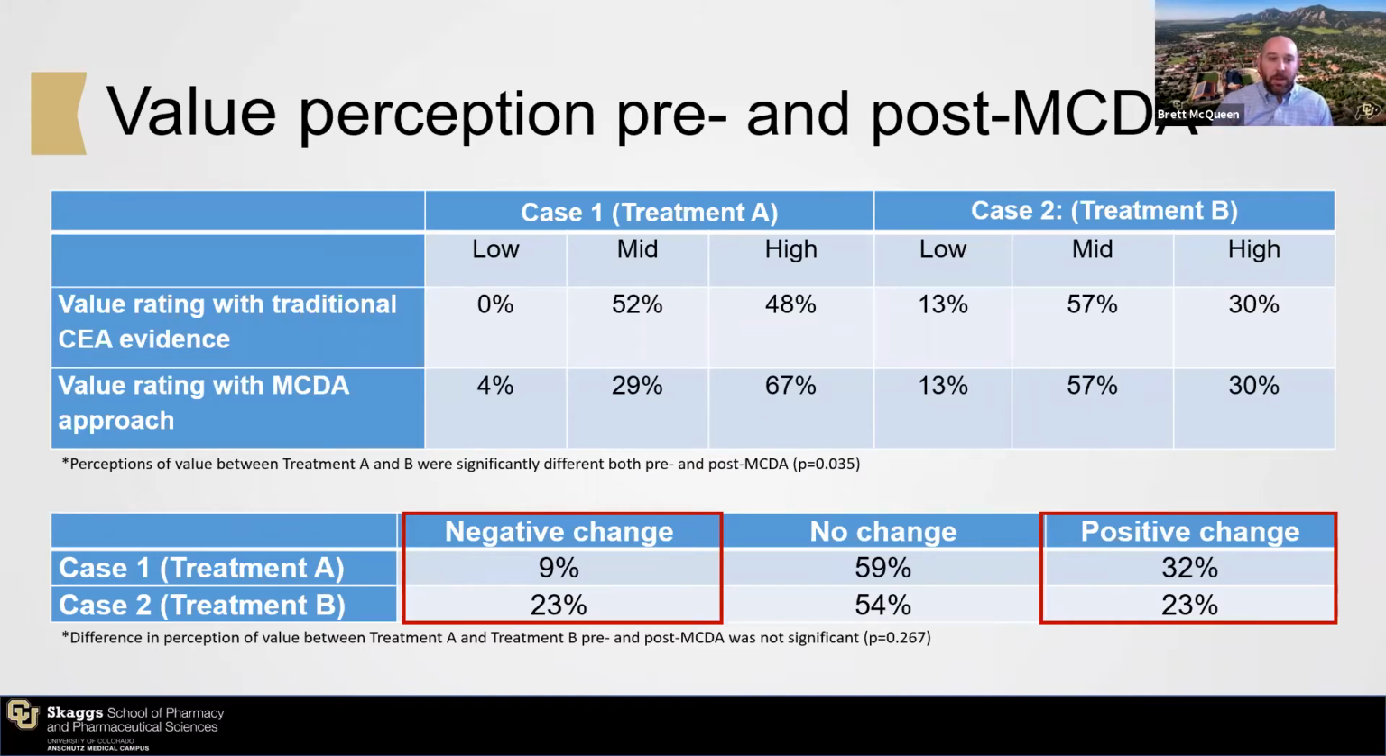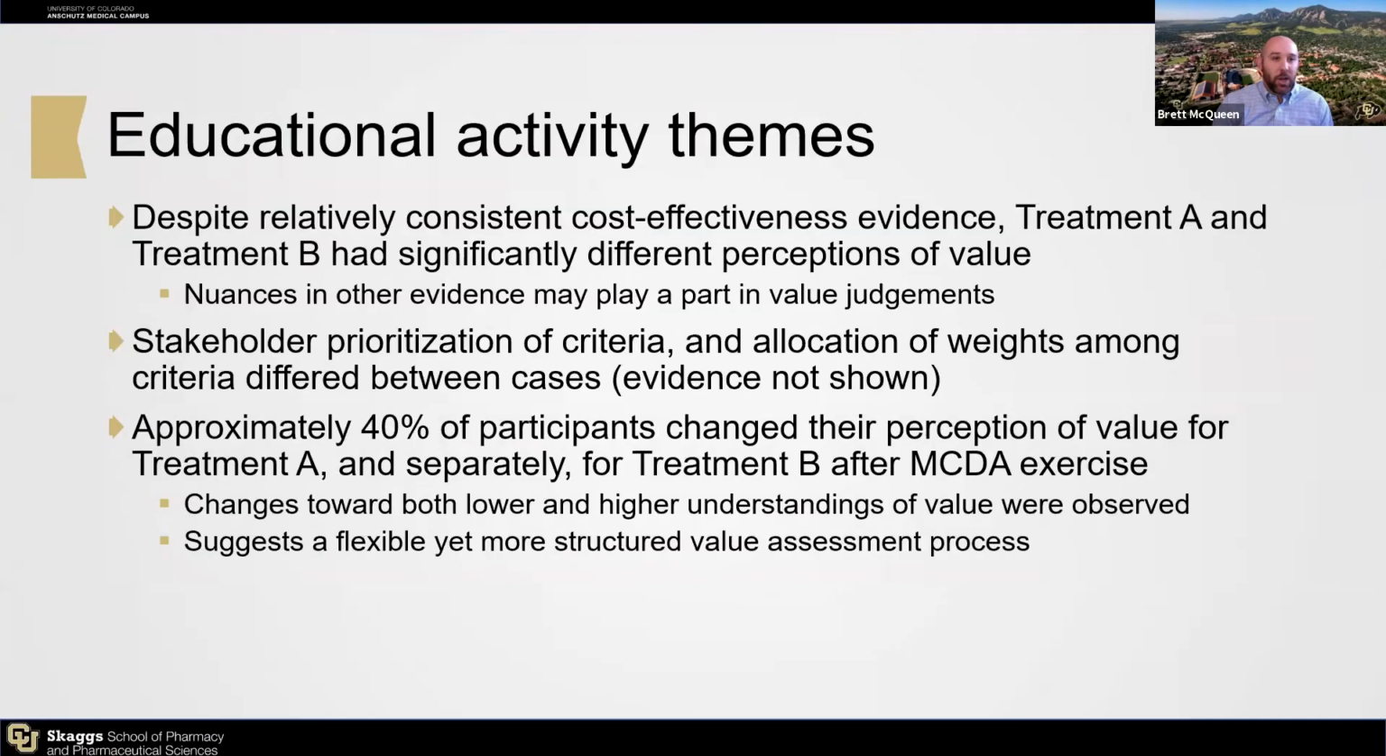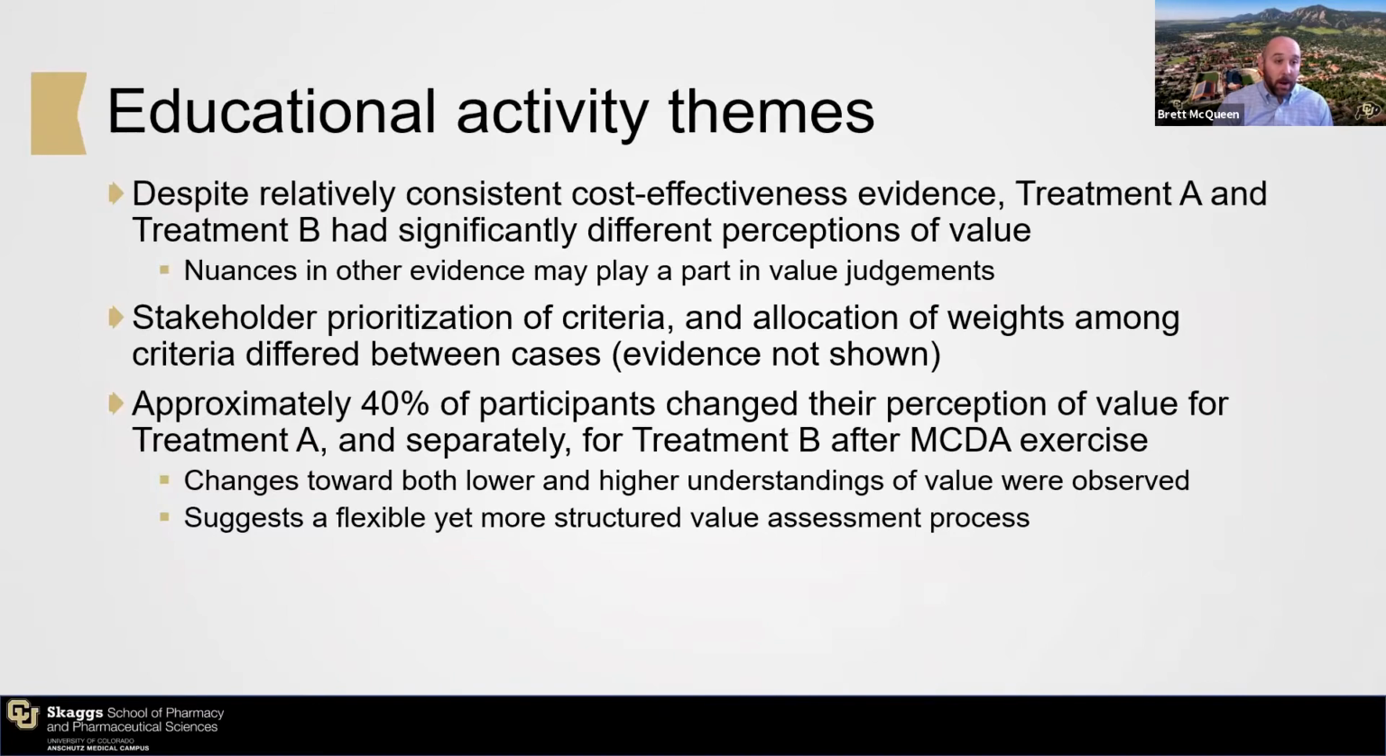So some of the implications that I'll present on the next slide: MCDA did not change anyone's perception of a rare cancer therapy that really could benefit people, but it does suggest that even though there was consistent cost effectiveness evidence, there are these little nuances in other evidence that are playing a part, right? Novelty, value of hope. They are playing a part in value judgments. We've done this with multiple groups now, and we're seeing over and over again these criteria creeping into the perception of value.